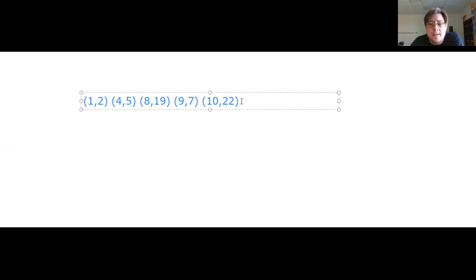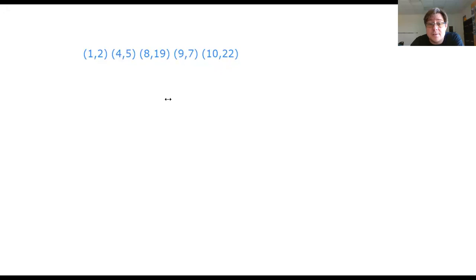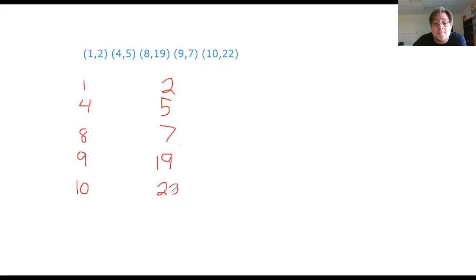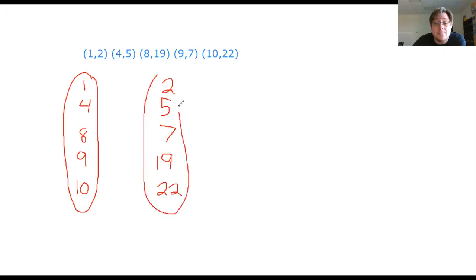Okay. We can do a mapping diagram. With a mapping diagram, I'm going to list out the x's first. So we have 1, 4, 8, 9, and 10, trying to put them in order. We have our outputs, which I'm also going to try putting in order: 2, 5, 7, 19, and 22. Wow, this is awful. I'm really bad at writing with the mouse. So we have our inputs and we have our outputs.